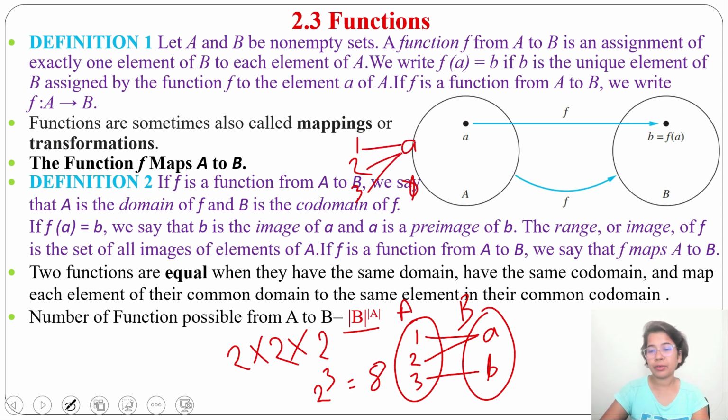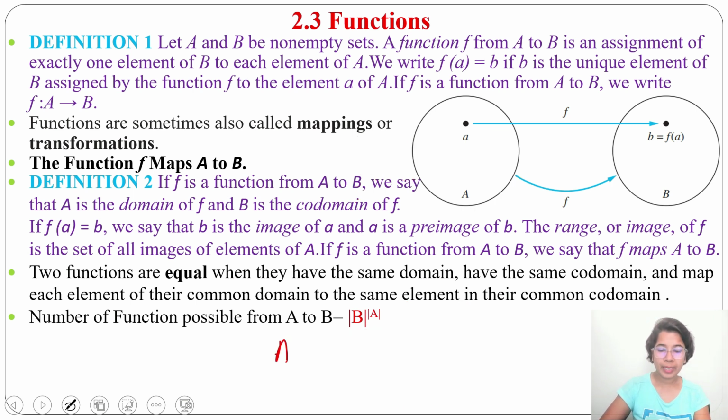Then in another function, all can map to B. Again, this is one function. Like this, there are 8 functions possible. So the number of functions possible from set A to set B equals 8 if set A contains 3 elements and set B contains 2 elements. So it is the number of elements in set B to the power of the number of elements in set A.